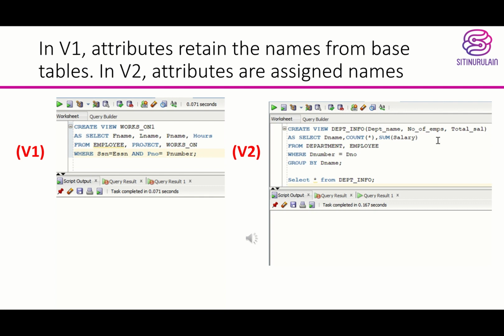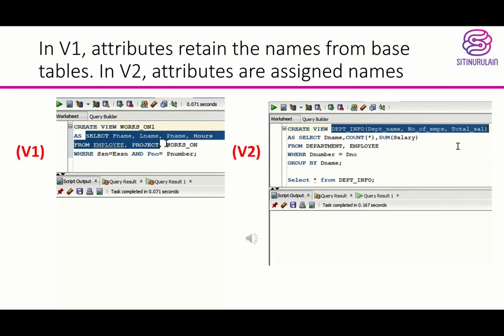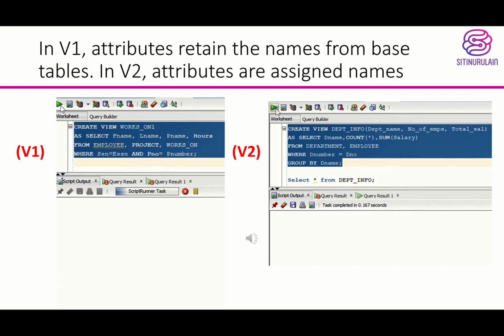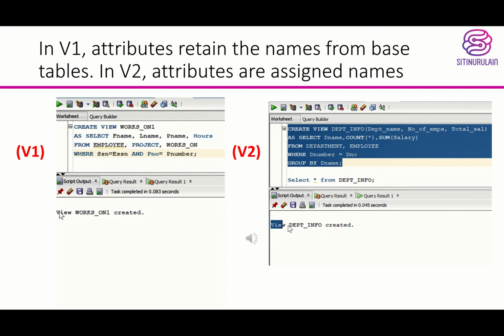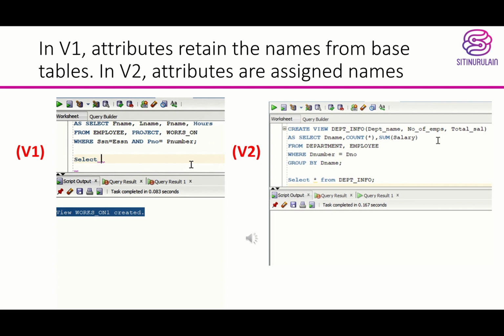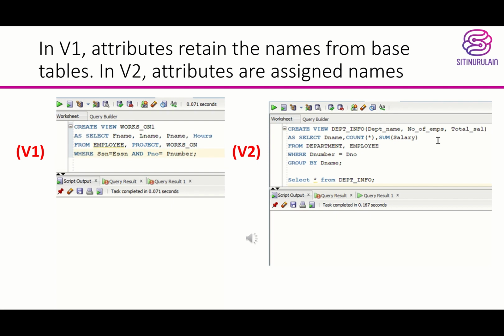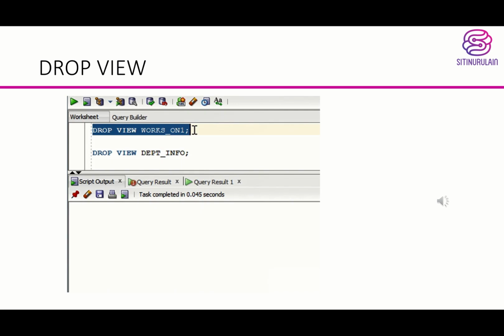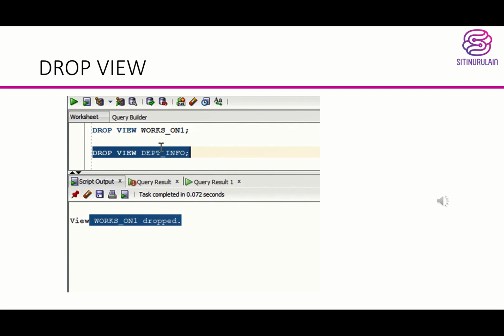The slides show two examples of views. In V1, attributes retain the names from the base tables. In V2, we can drop the created view using the drop view command as shown in the slide. Drop view followed by the view name.